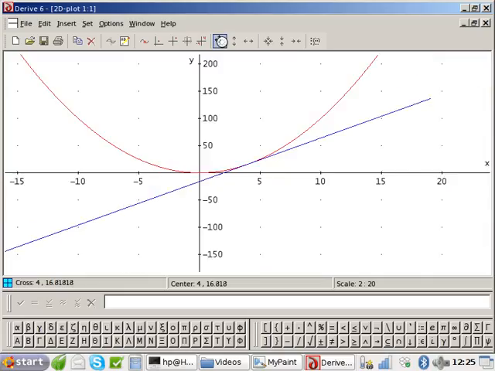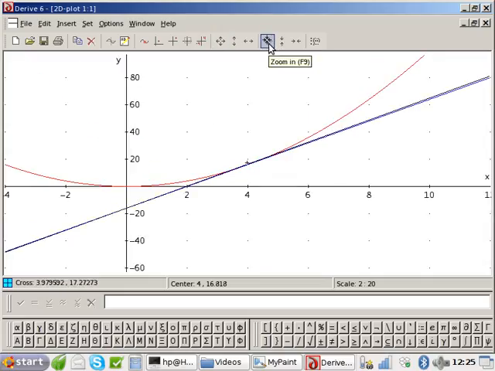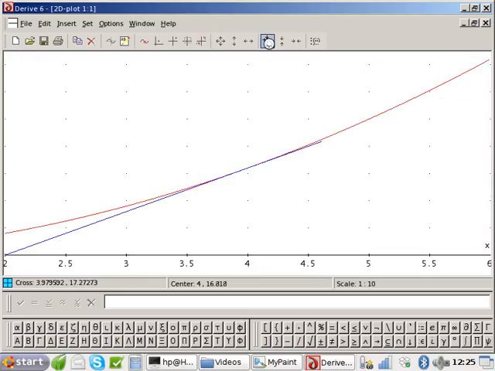Zooming in. No, that's zooming out. Zooming in. Here we go. Yeah.